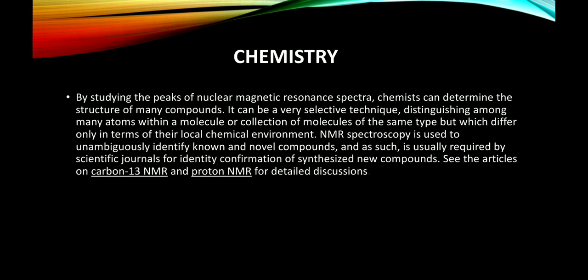Next, we are going to see how NMR is used in the field of chemistry. By studying the peaks of nuclear magnetic resonance spectra, chemists can determine the structure of many compounds. It can be a very selective technique, distinguishing among many atoms within a molecule or collection of molecules of the same type but which differ only in their local chemical environment. NMR spectroscopy is used to unambiguously identify known and novel compounds, and is usually required by scientific journals for identity confirmation of synthesized new compounds. See the articles on carbon-13 NMR and proton NMR for detailed discussion.